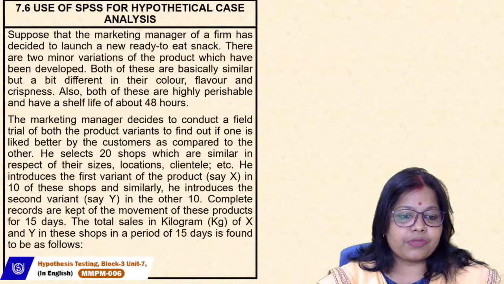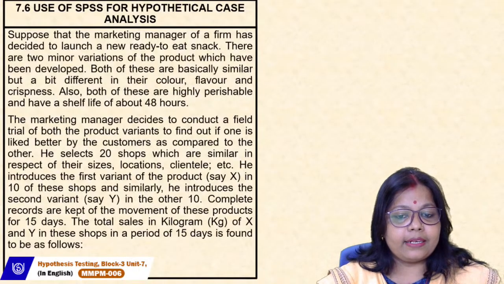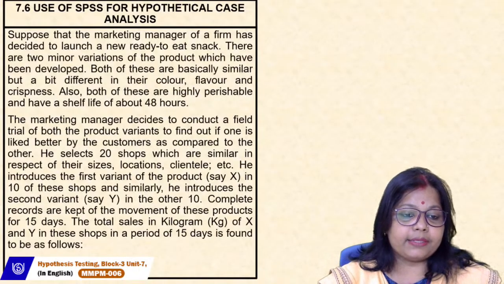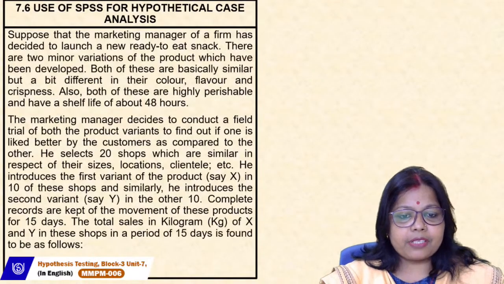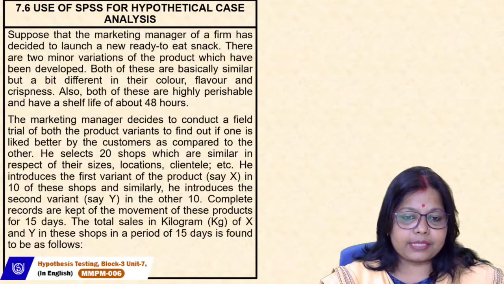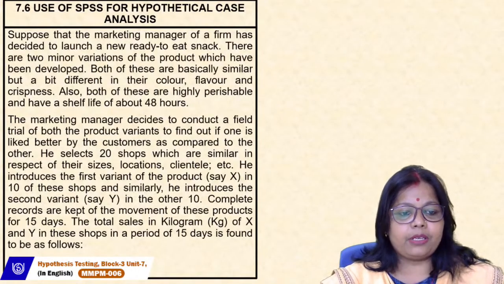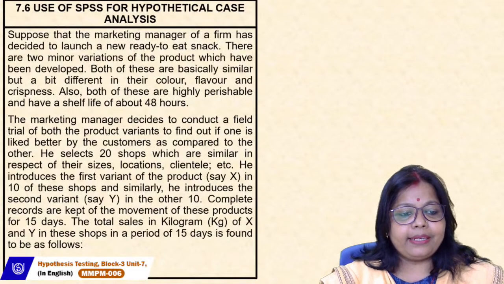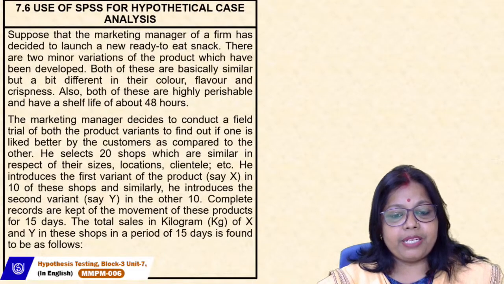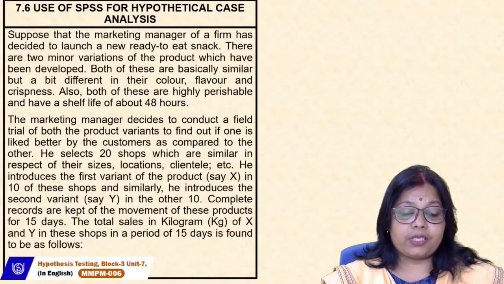In 10 of these shops, very similarly, he introduces the second variant of Y. He first introduced, say, X. After the successful launch of X, he then introduced the second variant of the same product, say Y, in the other 10. Complete records are kept for the movement of these products for 15 days.